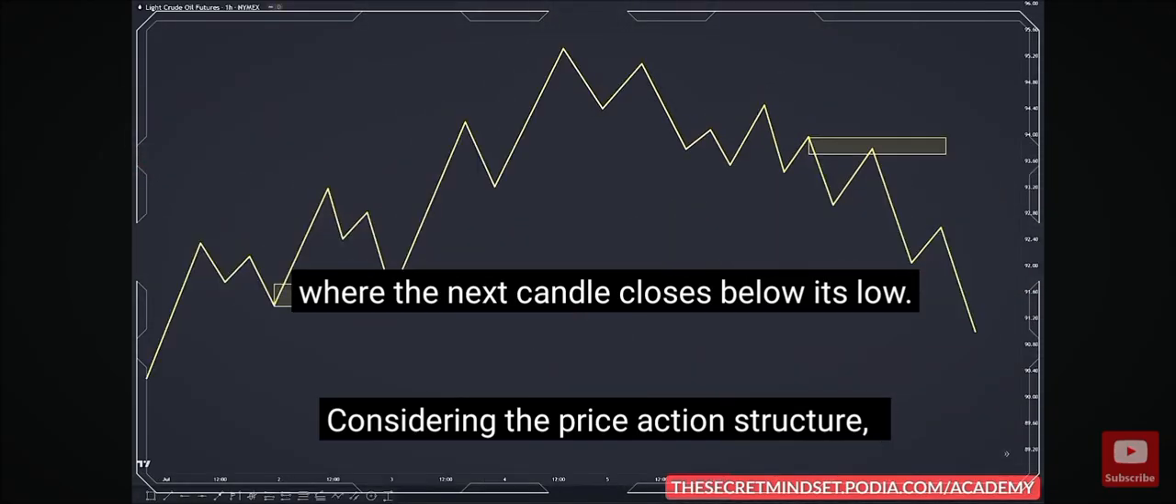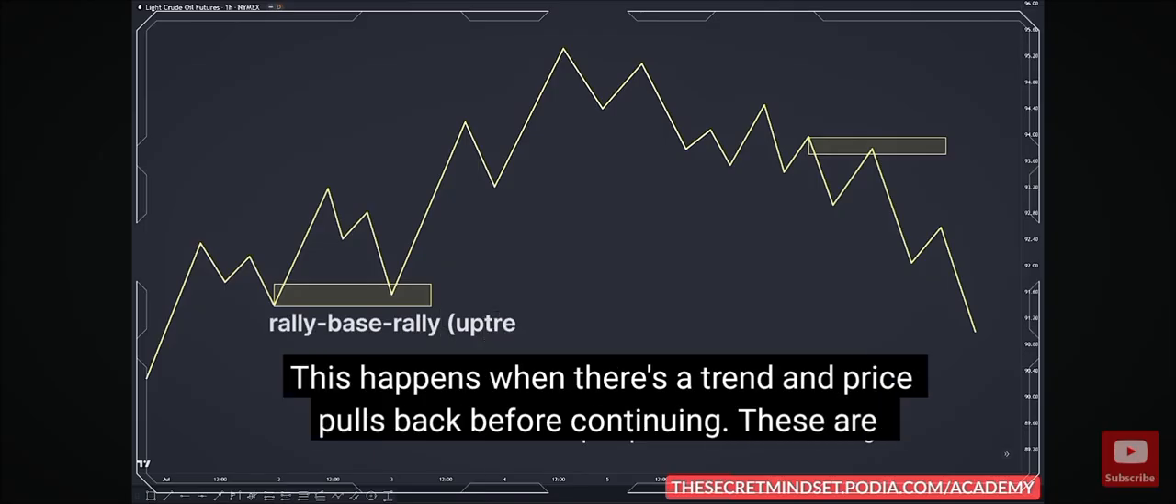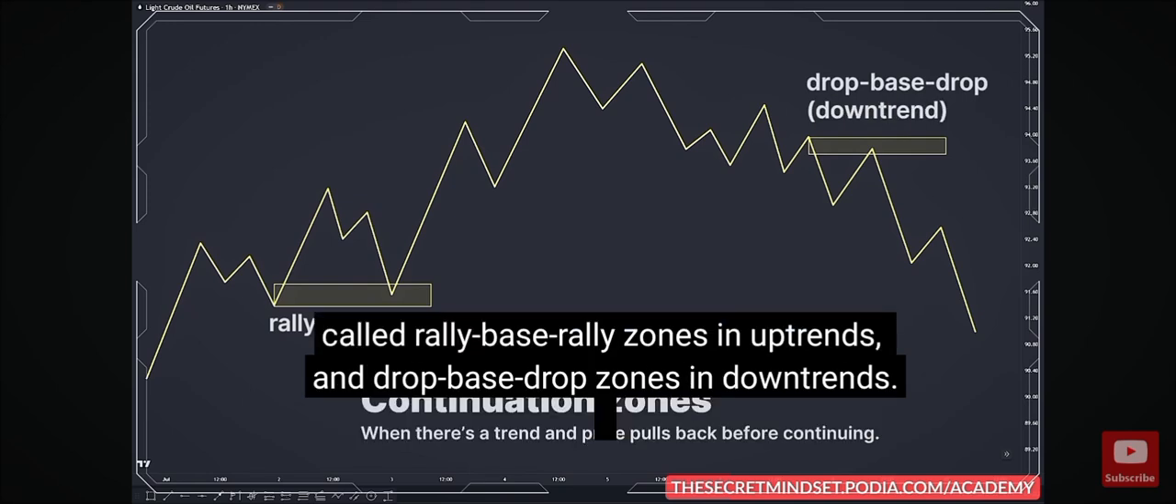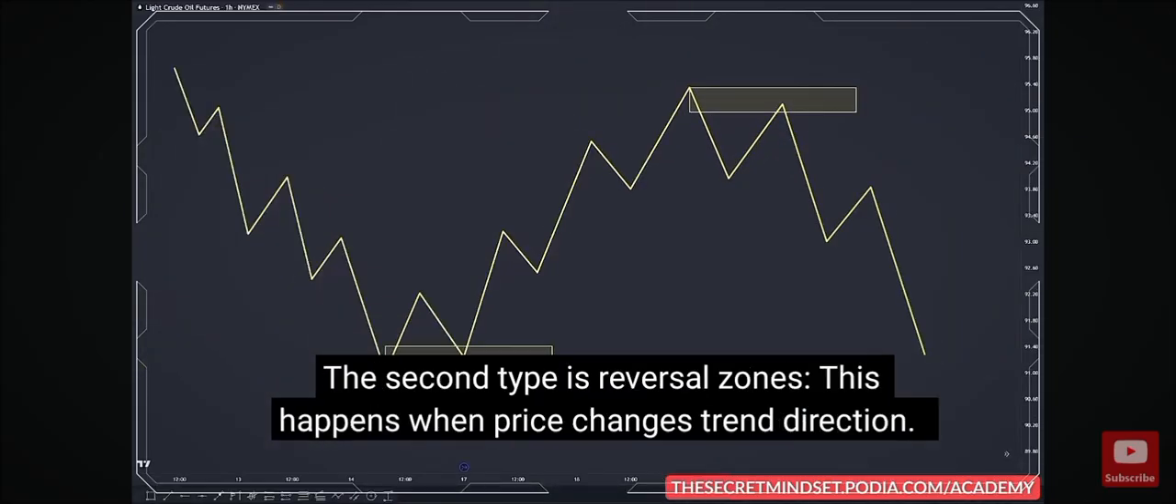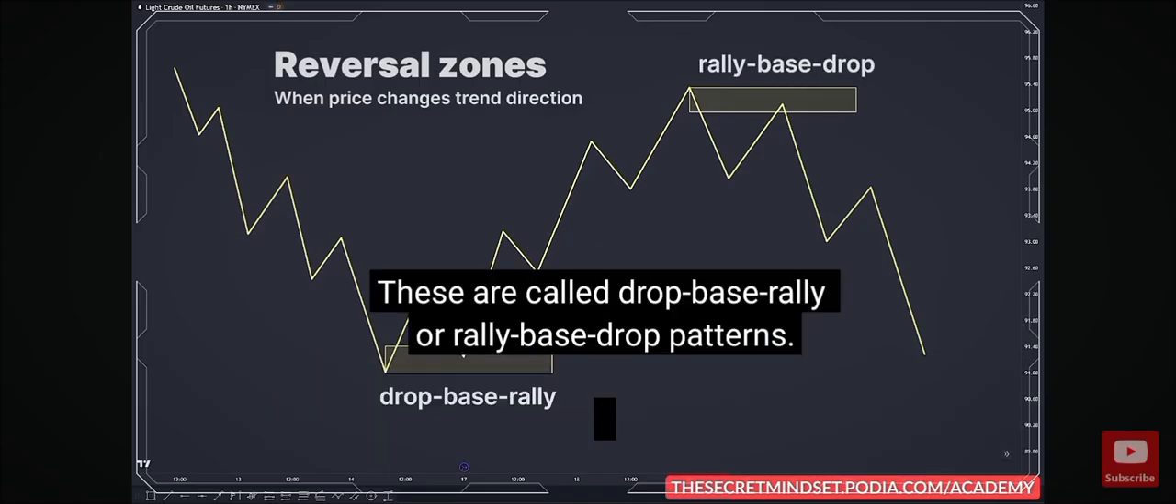Considering the price action structure, there are two main types of zones. First are continuation ones. This happens when there's a trend and price pulls back before continuing. These are called rally-based rally zones in uptrends and drop-based drop zones in downtrends. The second type is reversal zones. This happens when price changes trend direction. These are called drop-based rally or rally-based drop patterns.